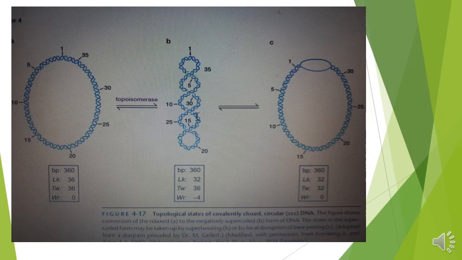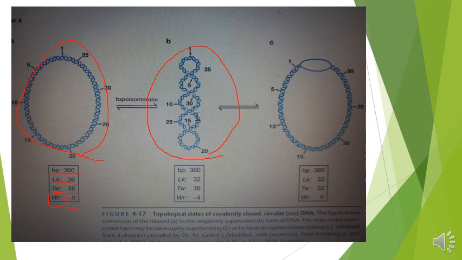As you can see in this example, this DNA is supercoiled, but this DNA was completely relaxed. You can see that the number of base pairs is 360, and the linking number is equal to the twisting number, and the writhing number is 0. Why? Because this DNA is not supercoiled. This DNA is relaxed. That is why the writhing number is 0.